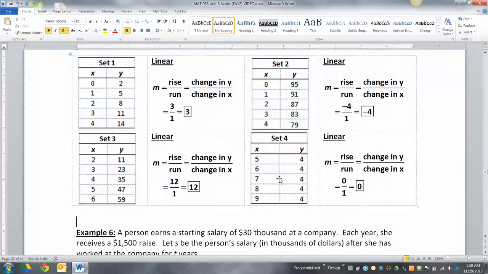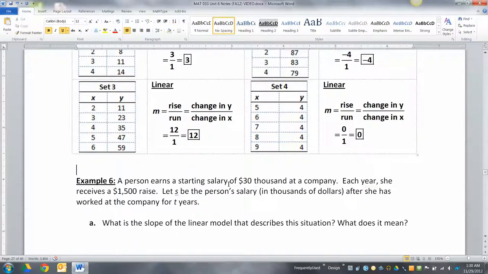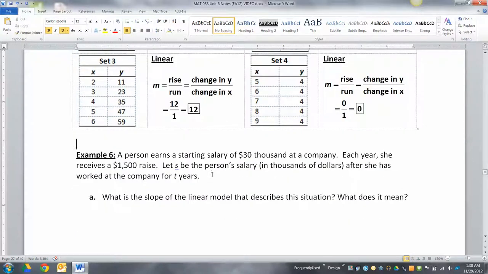Alrighty, we're done with that one. Let's move on to this one. A person earns a starting salary of $30,000 at a company. Each year she receives a $1,500 raise. Let S be the person's salary in thousands of dollars after she has worked at the company for T years.